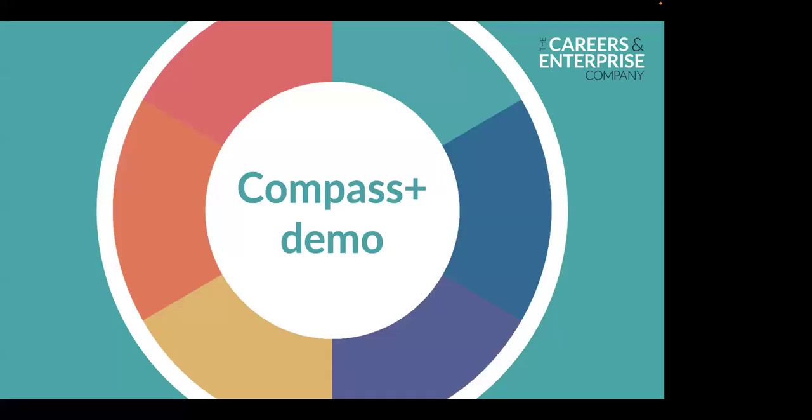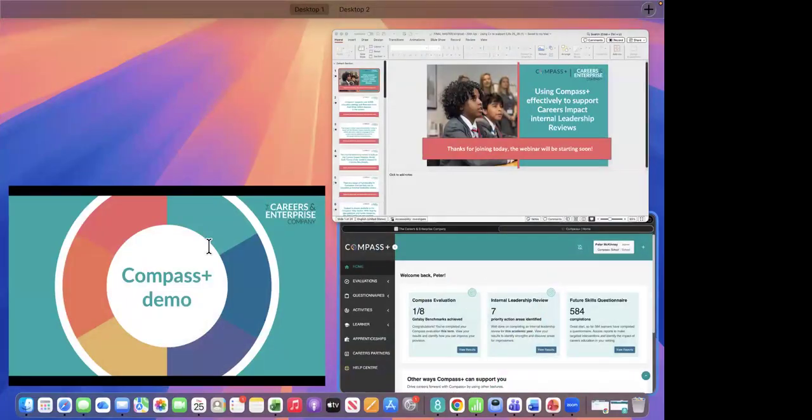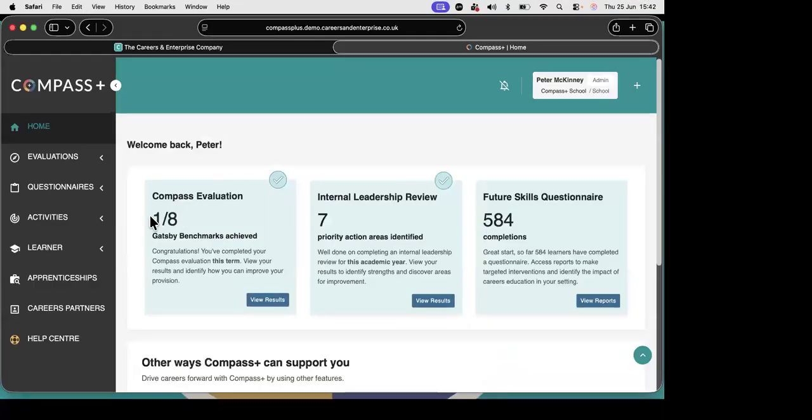Okay, great. So let's dive into the demo, and I'm going to focus on each theme of the maturity model and walk you through the key functionality in Compass Plus that aligns with each one. Just going to go into my demo account here. So let's start with theme one of the maturity model, which is careers leadership, vision and intent and planning for development, which I mentioned before covers benchmark one. We're going to look at evaluations for this one.